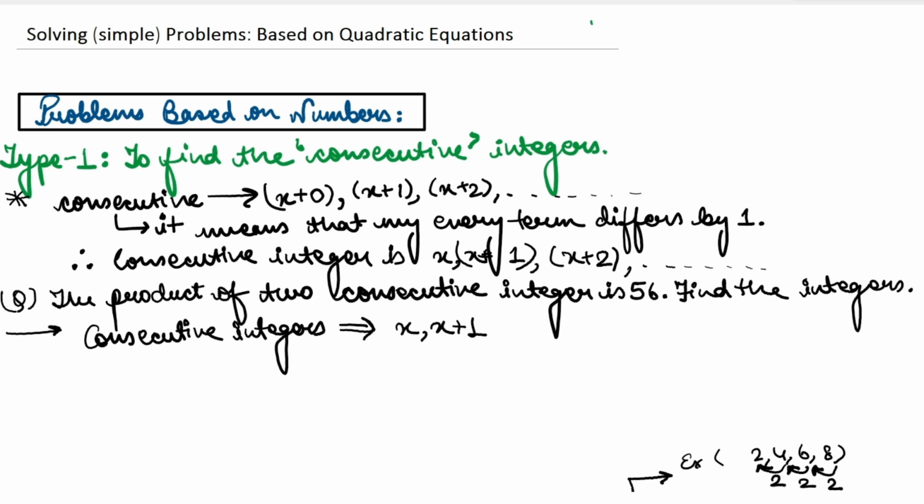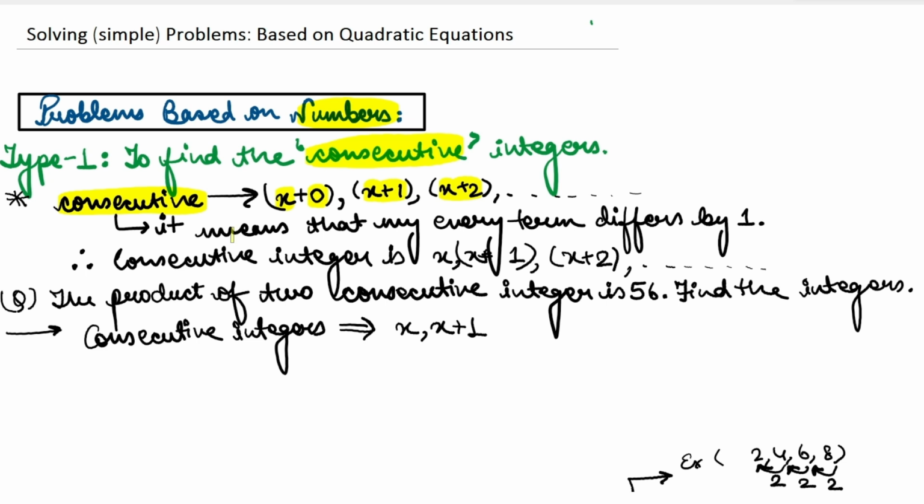Okay, so let's start with our problems. The first statement includes problems based on numbers. The very first type in this type of problem is find the consecutive integer. Consecutive means एक के बाद एक, one after the other. So consecutive keyword matlab we have taken a variable plus 0, then a variable plus 1, that is after 1. So x plus 2 and so on till n numbers.